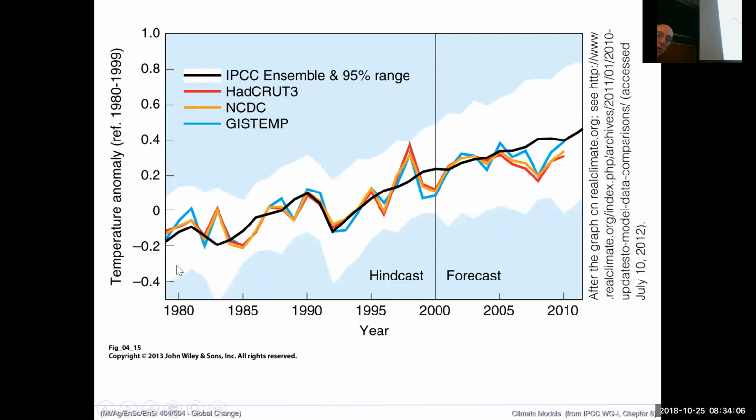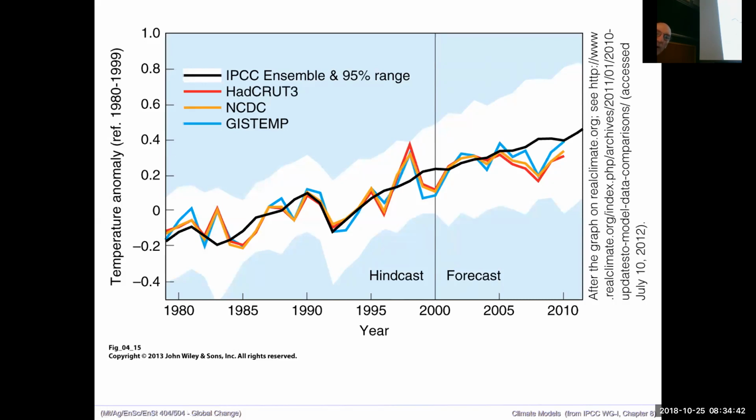So in most cases, the black line shows the output, essentially the average of a whole bunch of climate models, and then the white is basically the error bars. If you ran this model many, many, many times, 95% of the time, that black line is going to fall somewhere within that white shaded region. Okay? So it's like an error bar, but another way of thinking about it is that 95% of the time, the black line is going to come out through there.